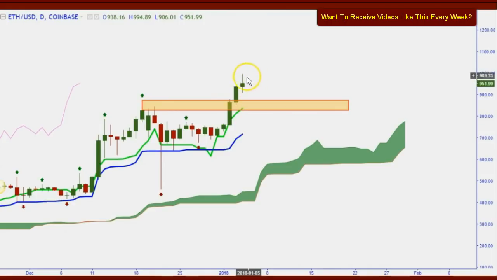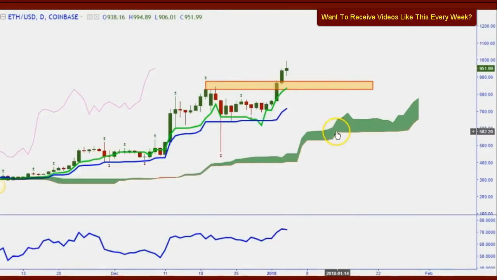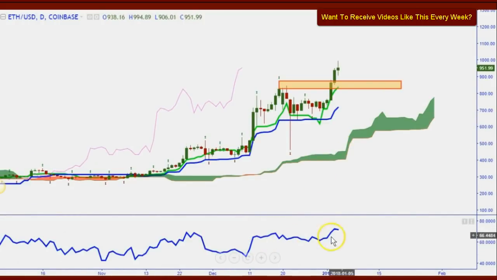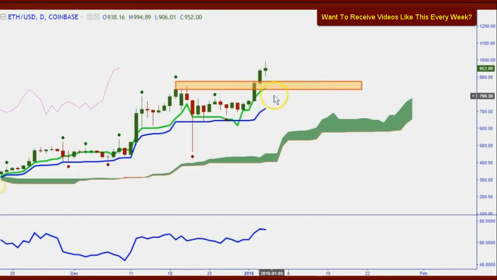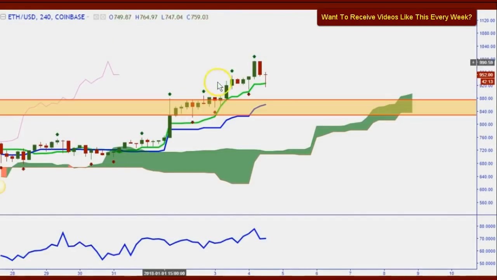Looks like you got an indecision candle here. Could be some movement to the downside. Let's see what divergence looks like. We don't have any divergence, so it still looks like this thing is strong. Maybe we'll get a small pullback here, because we may not pull all the way back to this level, and we may not get back to Tenkan-sen either. All right, so let's go to the 4-hour time frame.